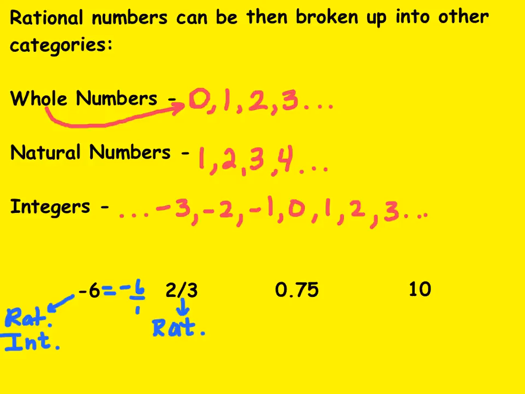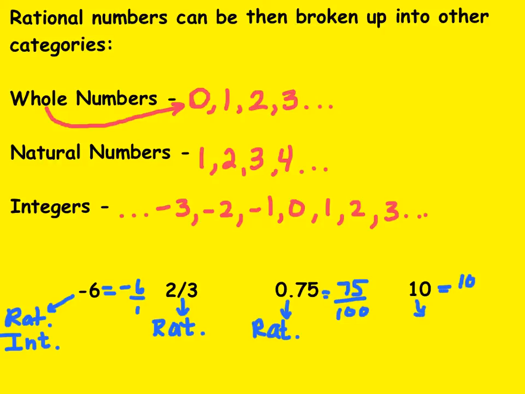All right, next one, 0.75 or 75 hundredths, rational or irrational? It can be written as a fraction, 75 hundredths. So this is rational. Is it a whole number, a natural number, or an integer? No. All right, and the last one, the number 10.